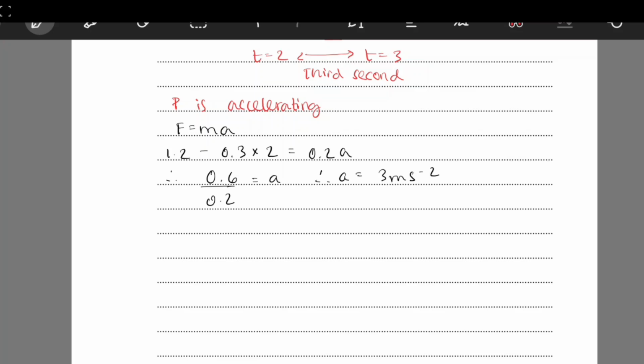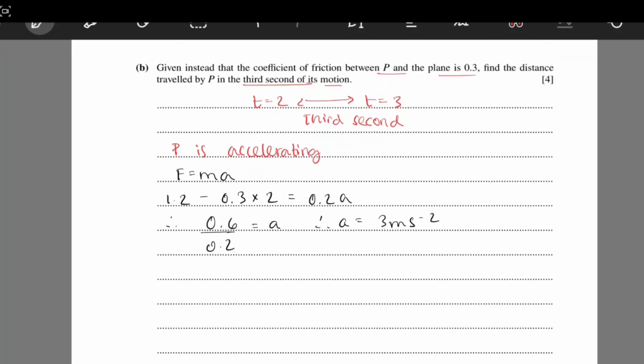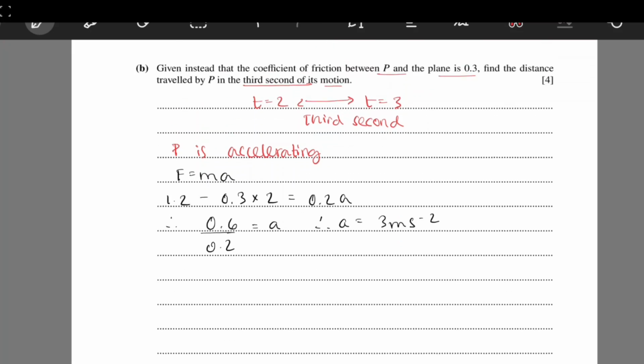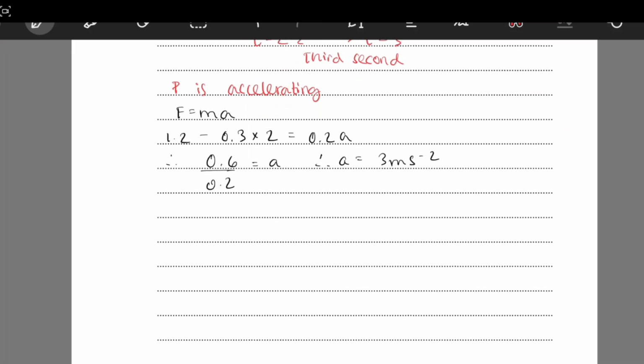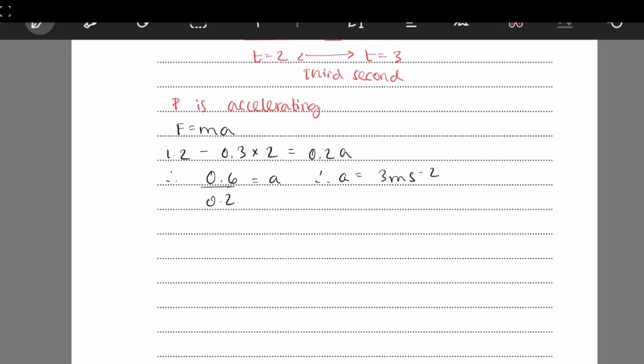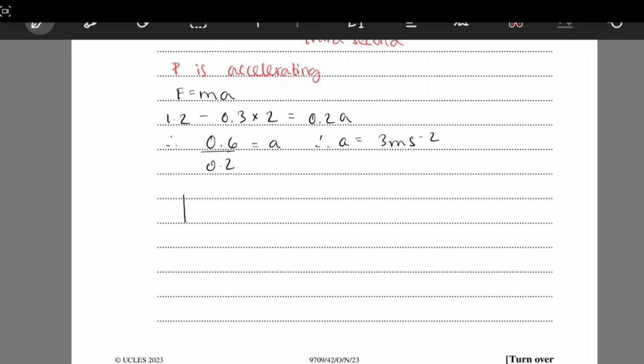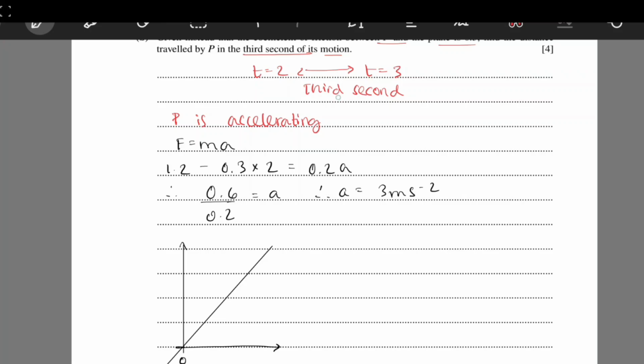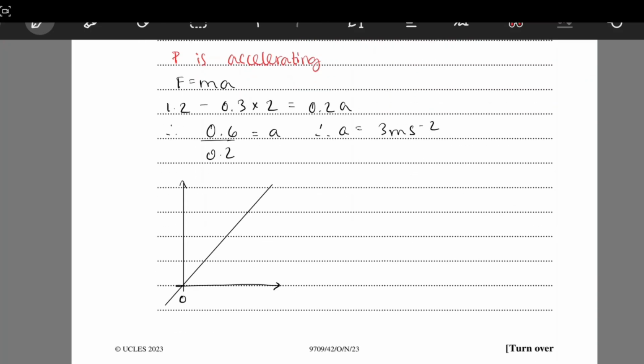since I have the acceleration now, which is 3 meters per second squared, I can use multiple methods to find the distance traveled. Let's try to represent the motion using a velocity time graph. It started at rest, so it will pass through 0, and it has a constant acceleration of 3 meters per second squared, so the graph is a straight line. So 0, and we know they are asking for the distance traveled in the third second, so between 2 and 3.